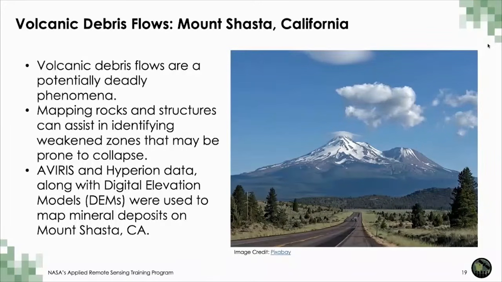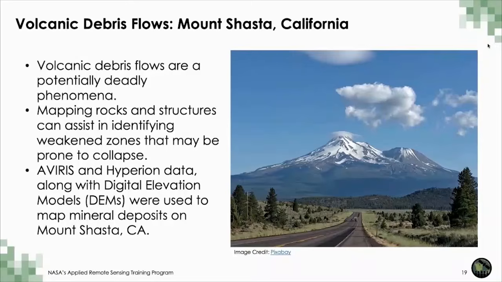Okay, so the final example that we'll highlight today involves the ability to map various mineral types. Volcanic rock avalanches and debris flows are potentially deadly natural phenomena, capable of destroying entire communities with little warning. The potential source areas of volcanic debris flows, or unstable rock masses situated high on volcanic edifices, are one of the important considerations for assessing debris flow hazards.